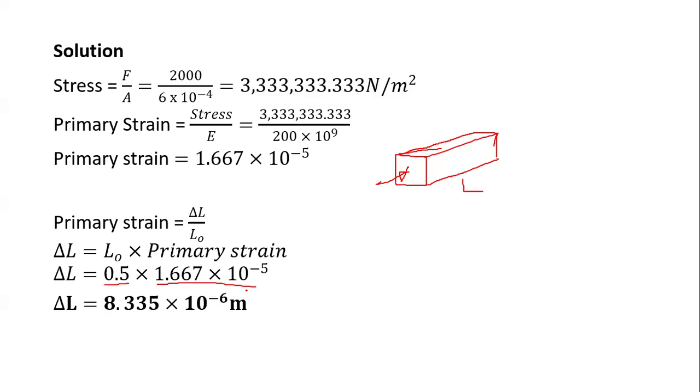So then our answer is 8.335 times 10 power negative 6 meters. Okay, so it means that our change in length is done. But if the question had requested us to find the final length, it means we have to add this to the original. But for now, all we need is the change.